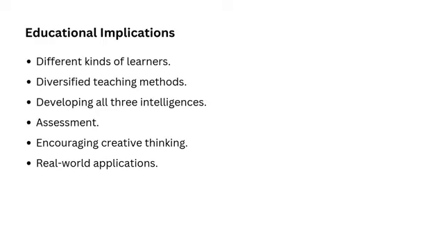Point number 4, assessment. Traditional tests might only measure analytical intelligence. But to get a full picture of students' abilities, assessment should include projects, presentations, and real-world tasks that evaluate creative and practical intelligence too. Next, encouraging creative thinking. Teachers can use creative exercises to encourage students to think outside the box. For example, they could ask students to come up with multiple solutions to a problem instead of just one.